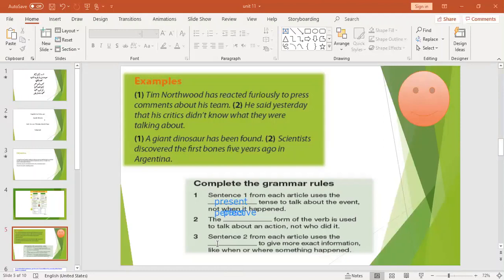Rule 3. Sentence 2, from each example, actually, from the 2 pairs of examples, we give exact information like the time, the place maybe, or other details. This is why it was very suitable to use the past tense. We use past tense in sentence 2 from each example to give more exact information like when or where something happened.